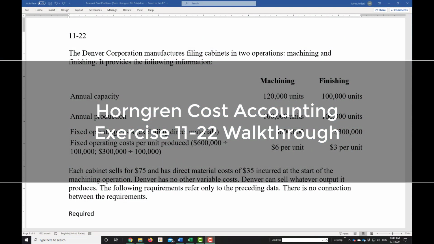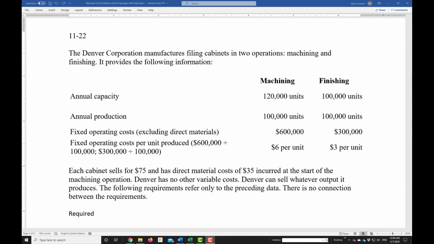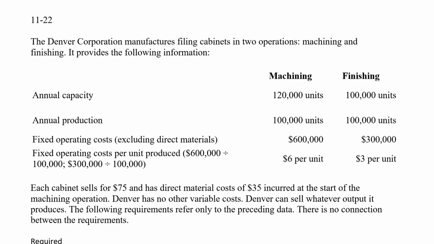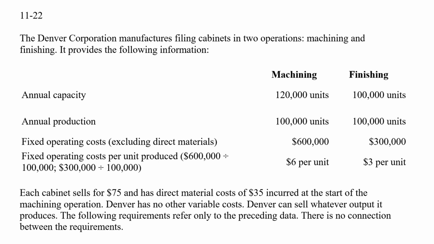This is the walkthrough for question 11-22. The Denver Corporation manufactures filing cabinets in two operations, machining and finishing. It provides the following information. Annual capacity for machining is 120,000 units, and for finishing, it's 100,000 units. Annual production is 100,000 units for machining and 100,000 units for finishing.